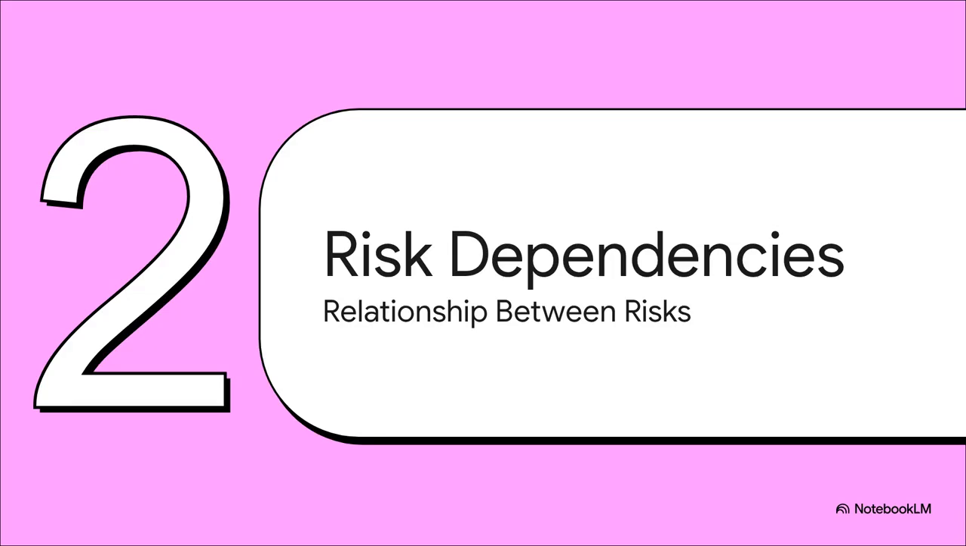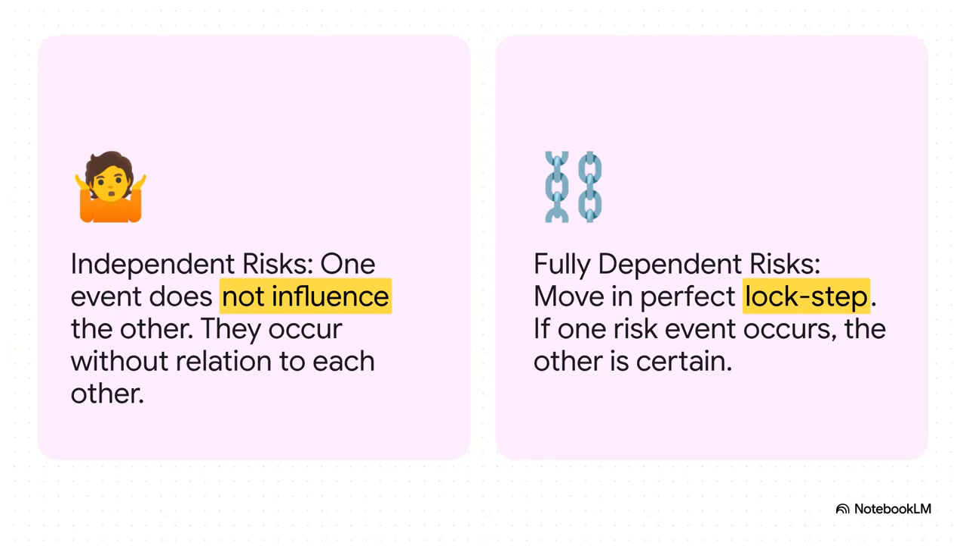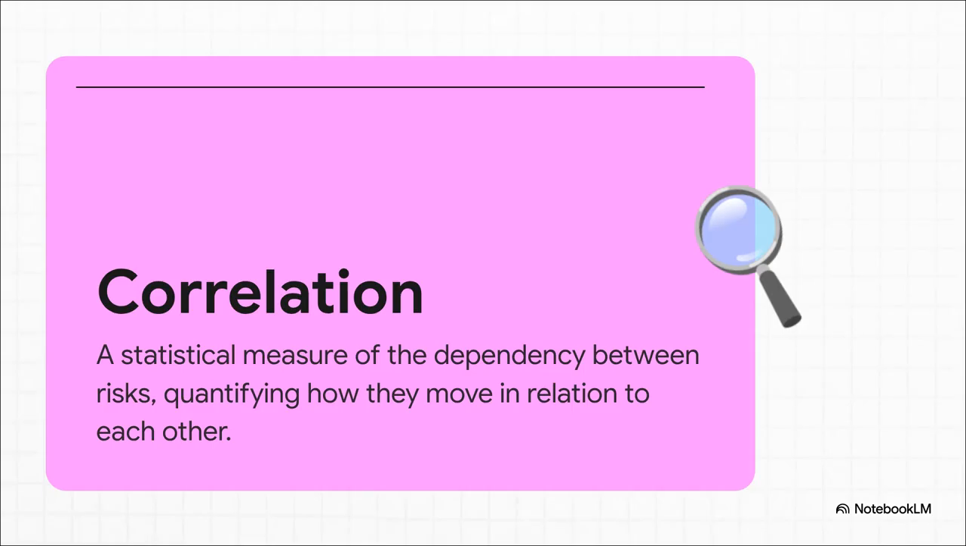Right. So if we're going to aggregate risks, we obviously need a language to describe how they actually relate to one another. And that language is dependency. Now, you can think about dependency on a spectrum. At the two absolute extremes, you have, on one side, independent risks. Think of something like a factory fire in Brazil and an earthquake in Japan. Totally unrelated. On the other end, you have fully dependent risks. These move in perfect lockstep. If one happens, you can bet the other is happening too. But of course, in the real world, most risks live somewhere in that huge, messy space between those two extremes.